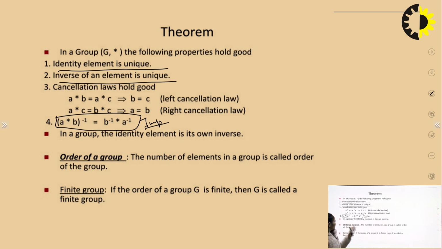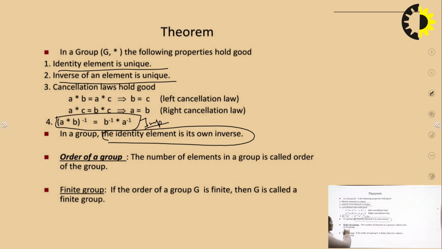So in a group, the identity element also has its own inverse. Suppose for multiplication, 1 is the identity, then what is the inverse of 1? The inverse of 1 is 1. So the identity element has its own inverse.